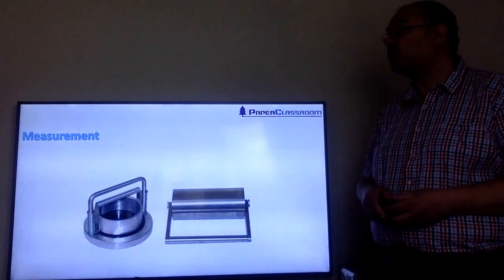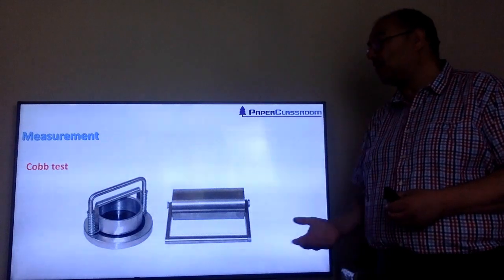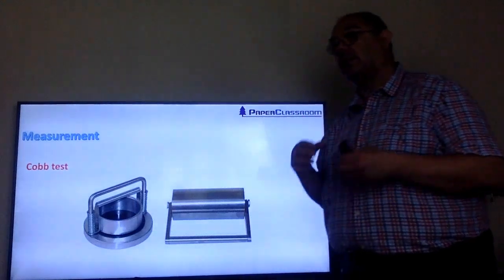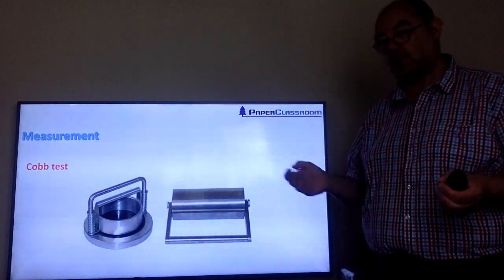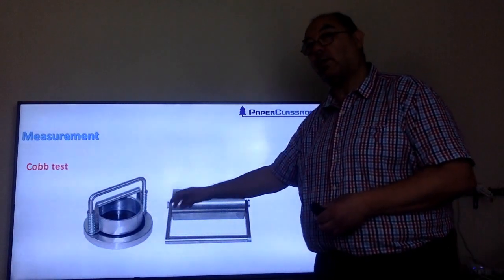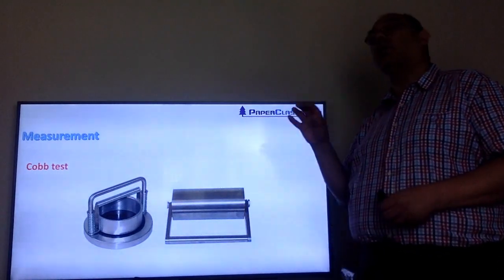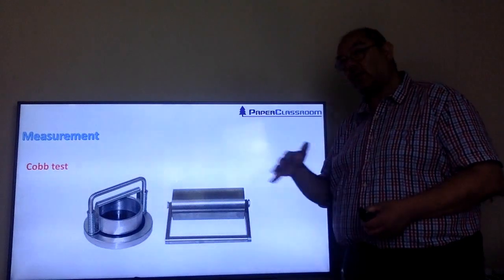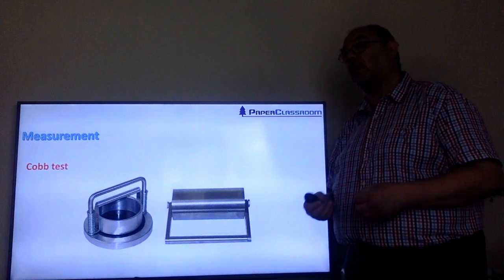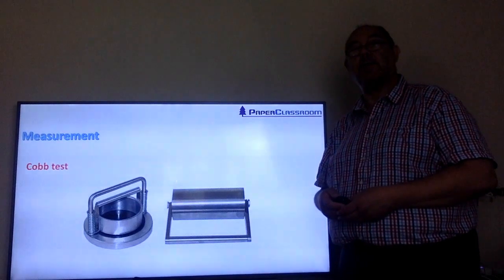How do we measure the degree of sizing? We use a test known as the Cobb test. Essentially, we weigh a piece of paper, we trap it in here, we pour some water in there, and it's in contact with the paper for a specific length of time, different times for different tests. We then throw away the water, remove the sheet, blot it dry with the aid of a roller, reweigh the sheet, and the increase in weight is the Cobb value of the sheet. So the higher the number, the more penetration of liquid into the surface, and therefore the lower the degree of sizing.